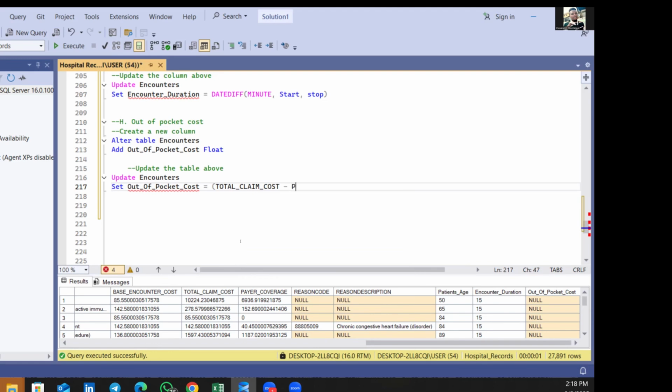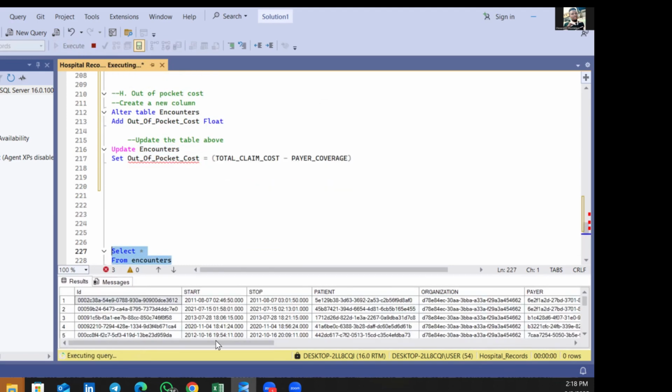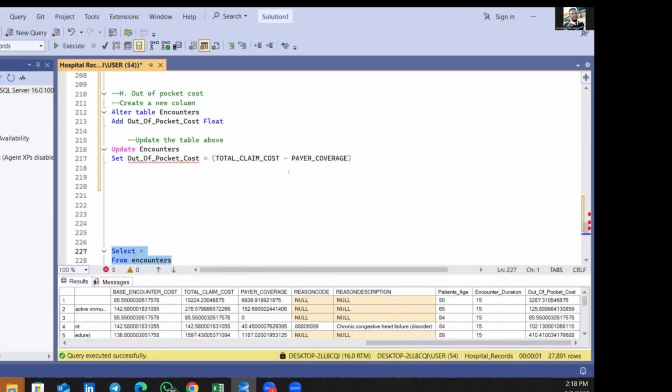So that is total claim cost, right? What is the total claim cost here? It is the total cost of the encounter, including all the items used, right? Of course we have the payer covered, that is the total amount that the insurance actually covered. So after subtracting it, right, I got my out of pocket cost.